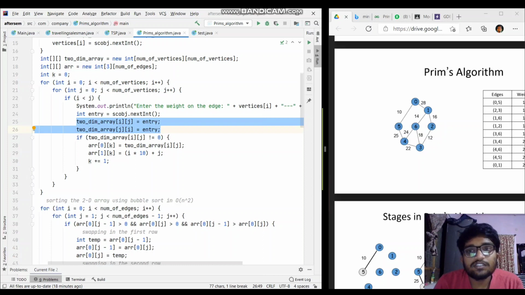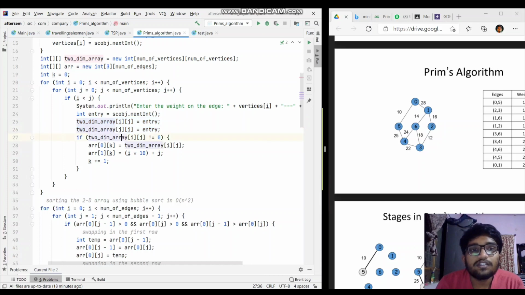For this graph, for example, from 0 to 1 there is an edge and the weight is 28. So assume I is 0 and J is 1, and the entry at 0, 1 equals 28. Since this is an undirected graph, 0 to 1 is also equal to 1 to 0. So the two-dimensional array at J is 1 and I is 0 should also be set to 28. That's the procedure for how the entries of this two-dimensional adjacency matrix are filled.